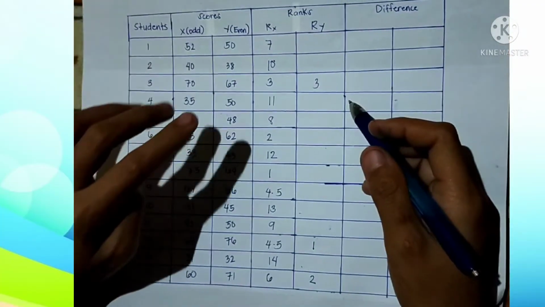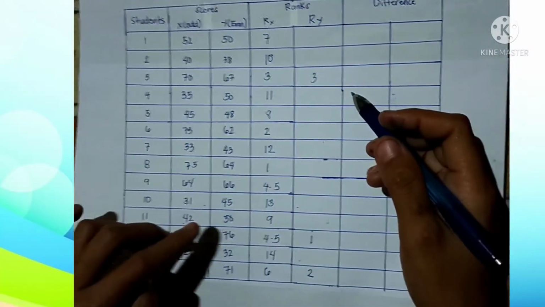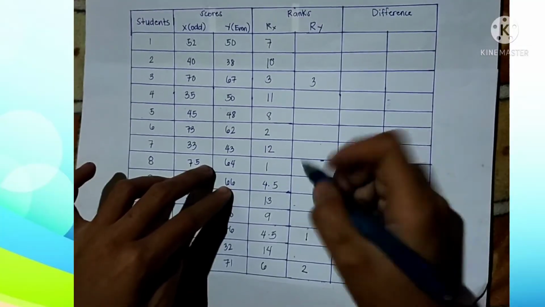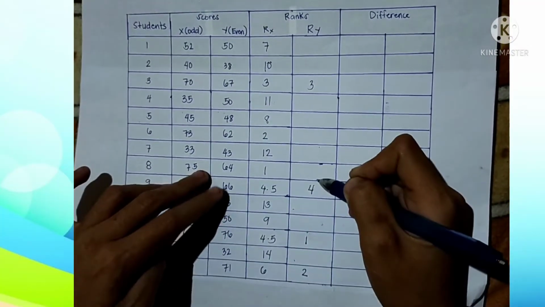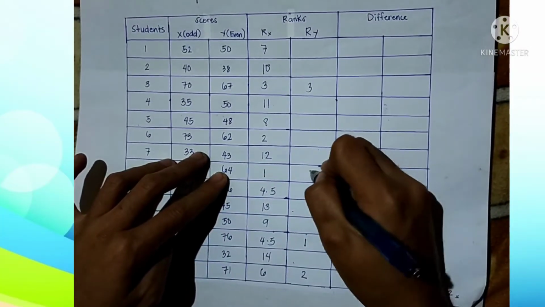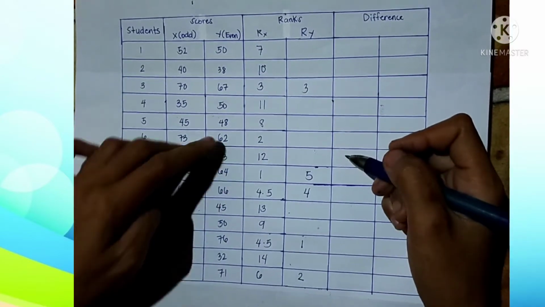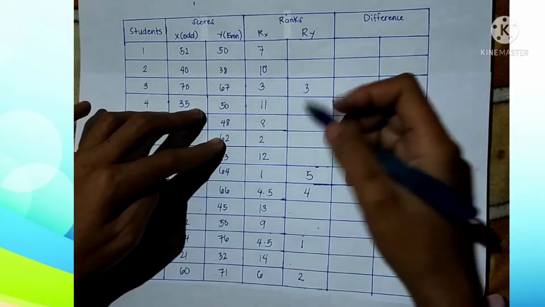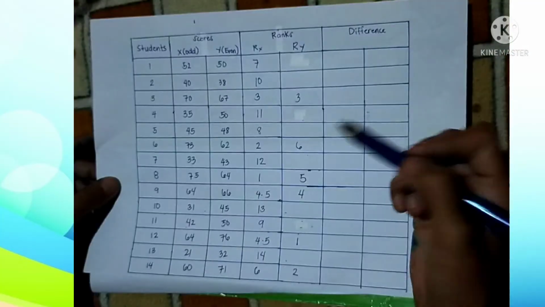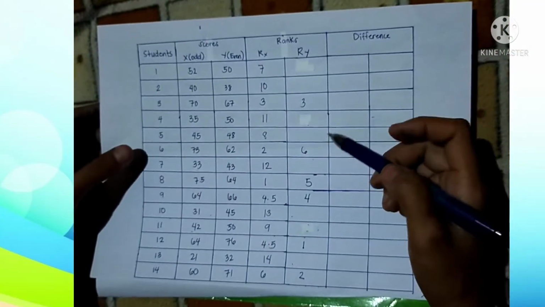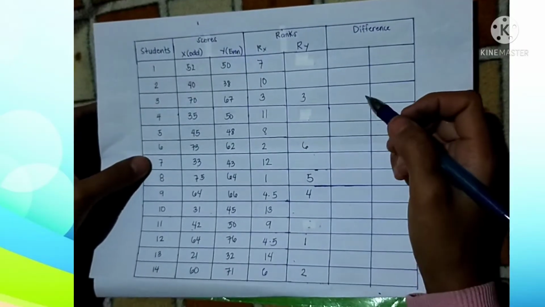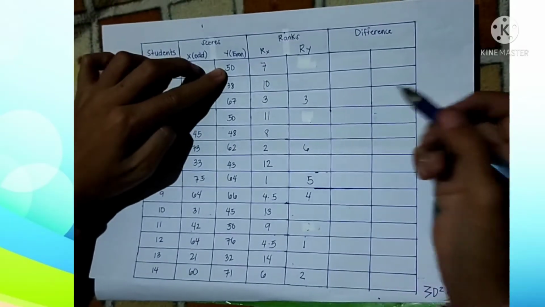Next is 66. We're going to rank 4. Next is 64. We're going to rank 5. And 62. We're going to rank 6. So again, we're going to find the rank 7, which is 50.